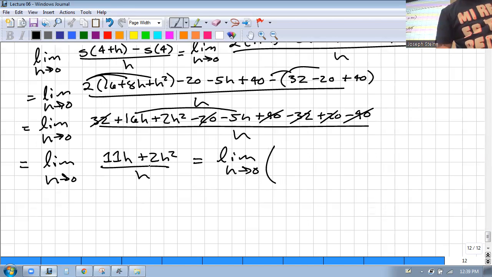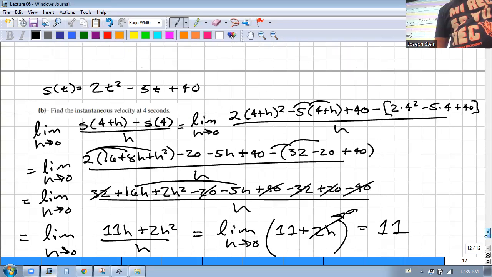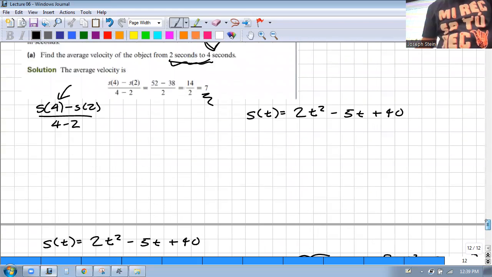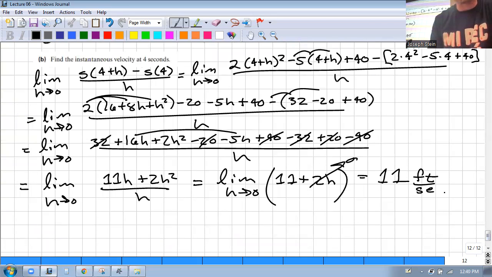So since everything here has an h in it, 11h over h is just 11. 2h squared over h just gives me 2h. Now if h is going to 0, that goes away, and I'm just left with 11. So the instantaneous velocity at exactly 4 seconds is going to be 11, whatever units they're using here. Oh, feet per second. So the feet per second.